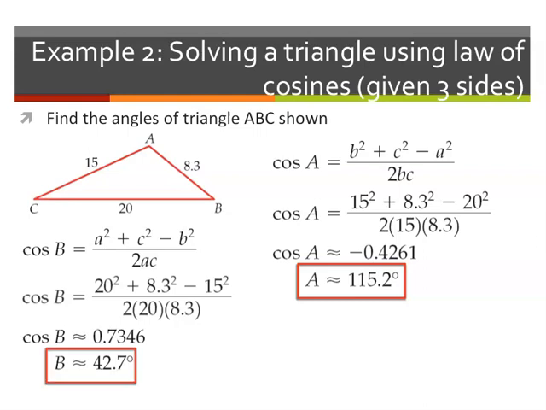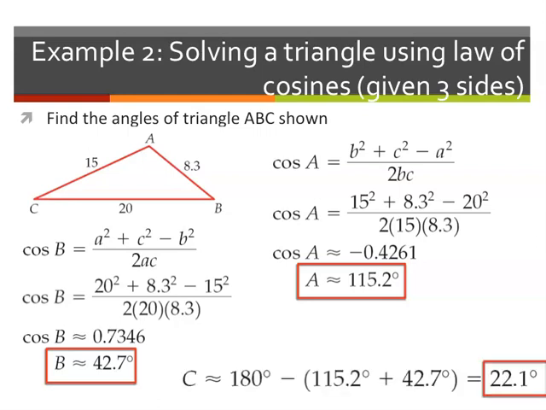All right, we have two angles. To find the third angle, use the triangle sum theorem so that you don't have to do as much work. So 180 minus the 115.2 minus the 42.7 comes out to be 22.1 degrees.